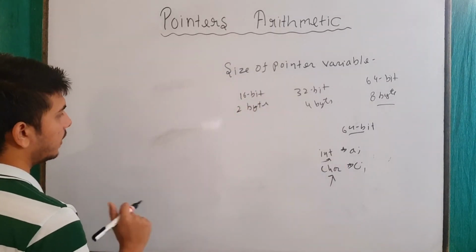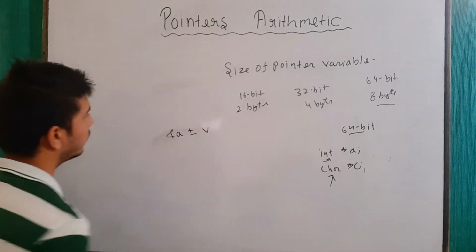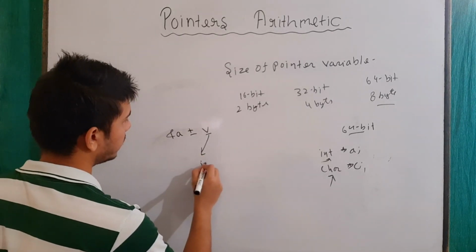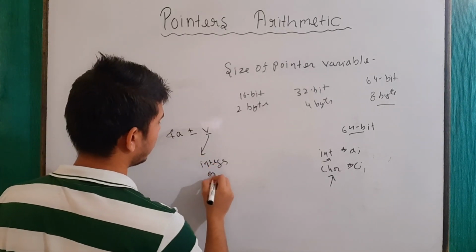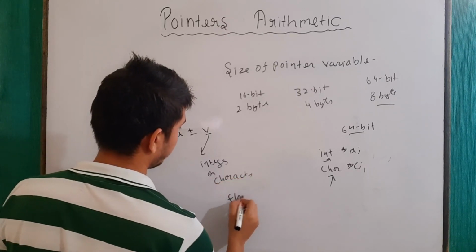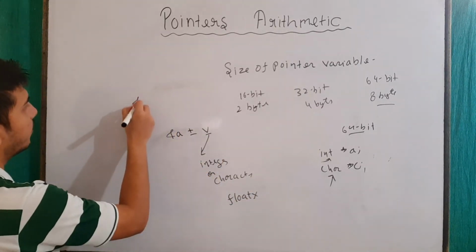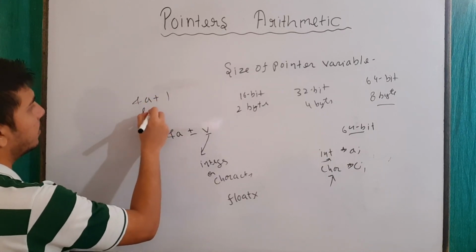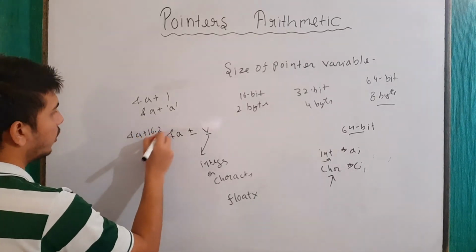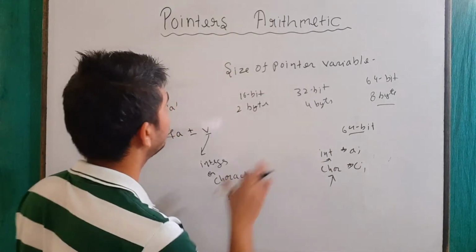One last thing to remember: when I perform a plus or minus operation with a value, as we saw in our second point, this value can either be an integer or a character. It cannot be a float. Float is not allowed in operations with addresses. For example, this is valid, this is also valid, but this is 16.2, which is a float value, so this is not valid. So remember these two points also.